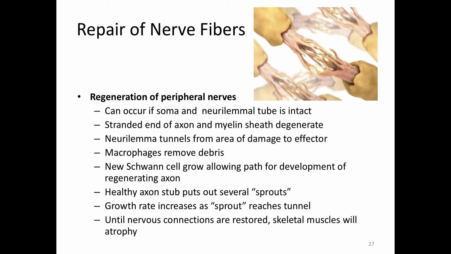So the macrophages remove debris. The new Schwann cells grow, allowing path for the development of the regenerating axon. And the stub puts out little sprouts. The growth rate increases as sprouts reach the tunnel, and also the sprouts help to stabilize the growing end. And until nervous connections are restored, skeletal muscles will atrophy. So that's the whole process in overview.